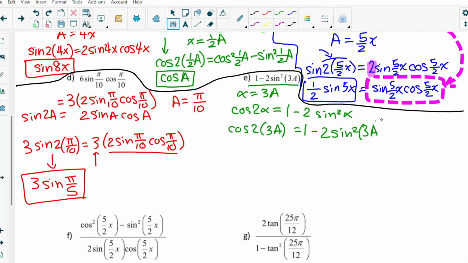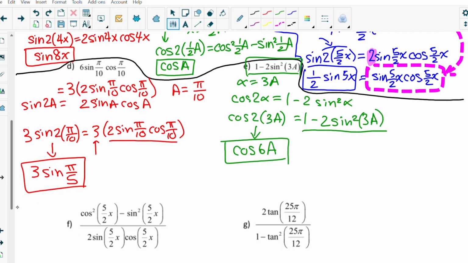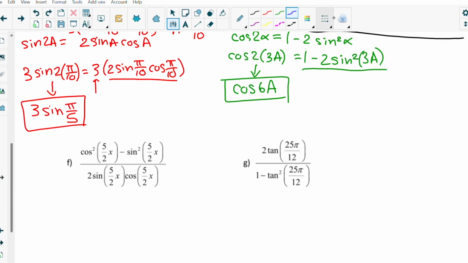Okay, so there it is. This right side looks exactly like this part here, so I'm going to focus on this one, make a single trig expression or trig function. That is cosine of 6a. Next one.